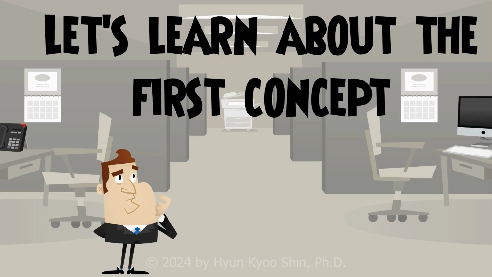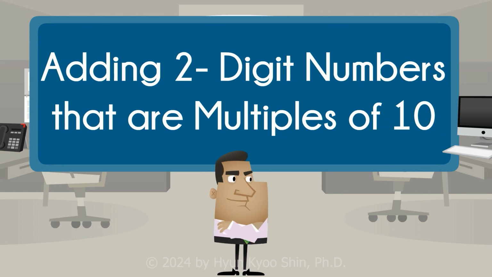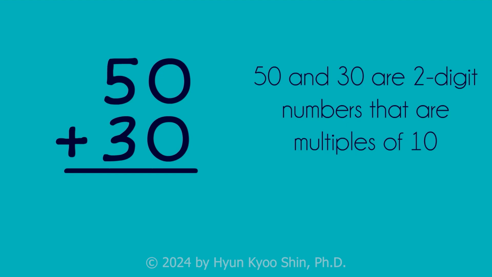Let's learn about the first concept. Adding two-digit numbers that are multiples of 10. Let's have an example. 50 plus 30 is equal to... 50 and 30 are two-digit numbers that are multiples of 10.